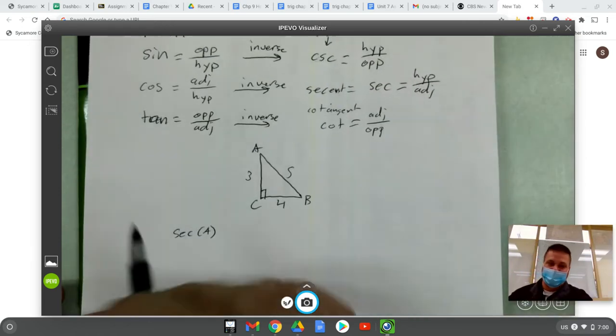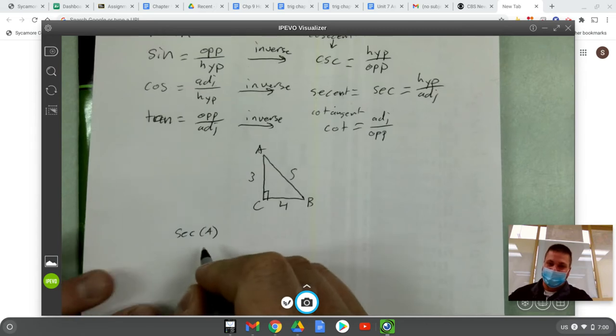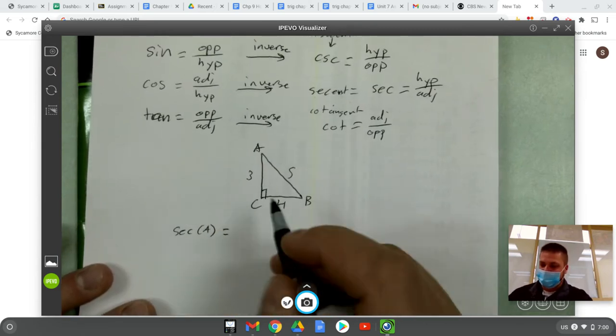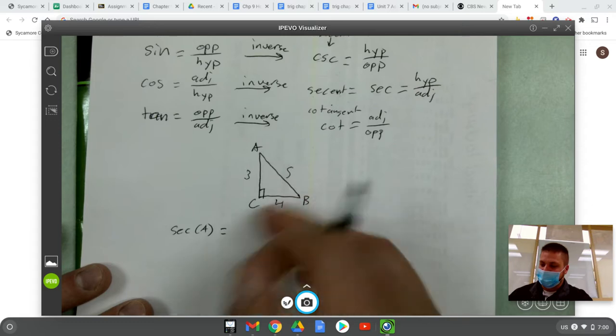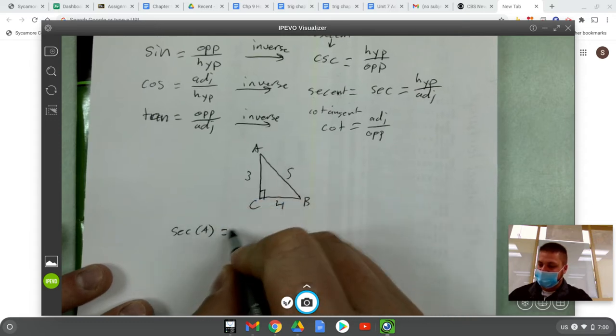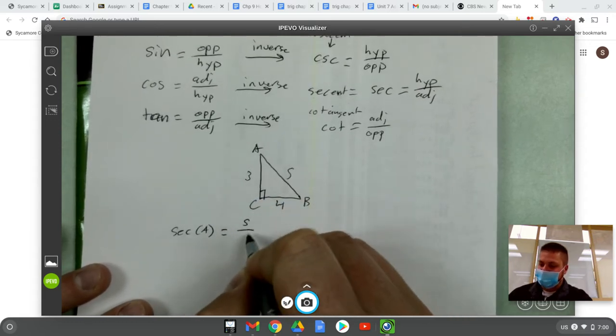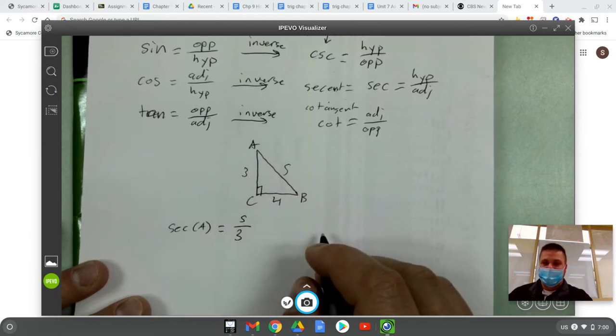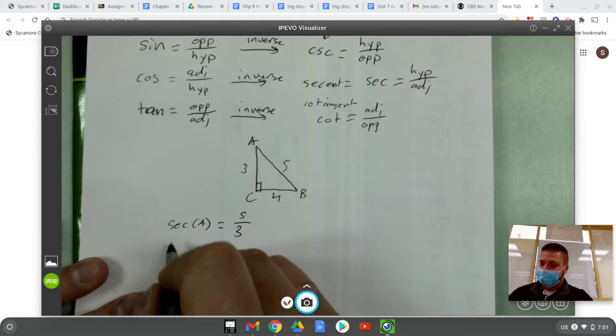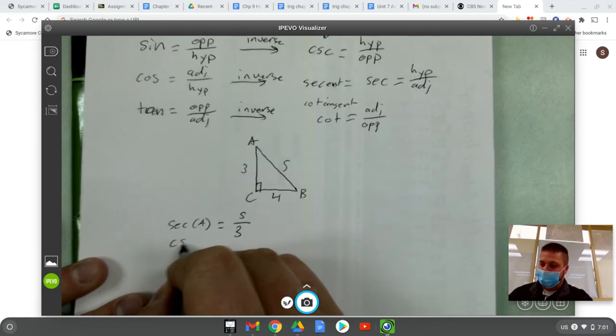So the secant, that's the inverse of cosine. Cosine is usually adjacent over hypotenuse, but we are going to flip or inverse that. So secant is hypotenuse, 5, over adjacent, which is 3. We'll just do one more. I think you can pick up on this.